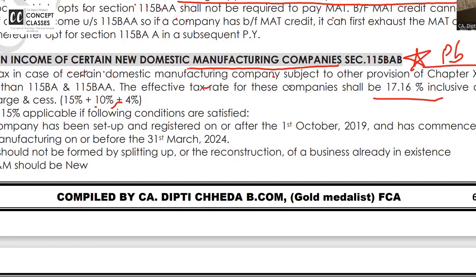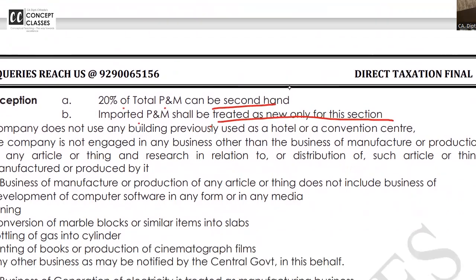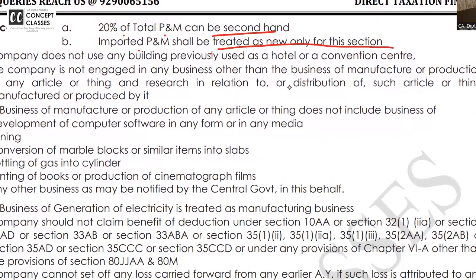15% is applicable if the company is set up and registered after October 2019 and they have commenced the business before March 24. It should not have been formed by splitting, reconstruction. All the conditions same as SEZ. We used to give export related exemption for SEZ, that it should not be formed by splitting, plant and machinery should be new, up to 20% second hand, imported plant and machinery can be taken as new, but otherwise it should not be old plant and machinery. Company does not use any building previously used by hotel or convention center. That manufacturing company should not use.